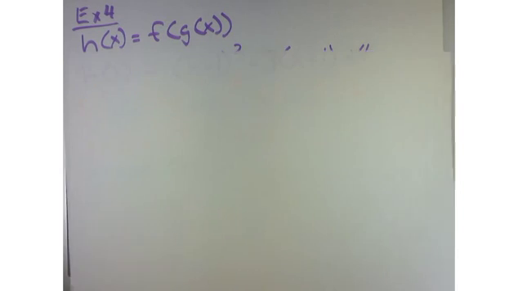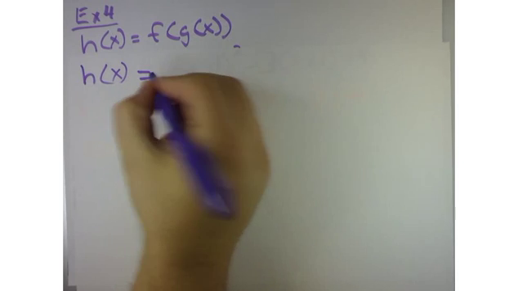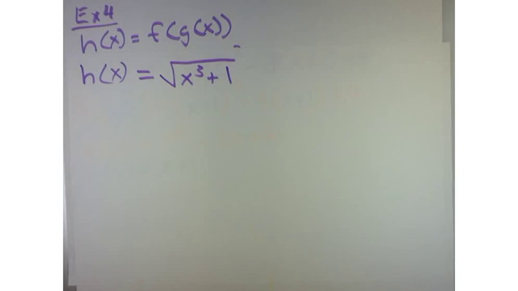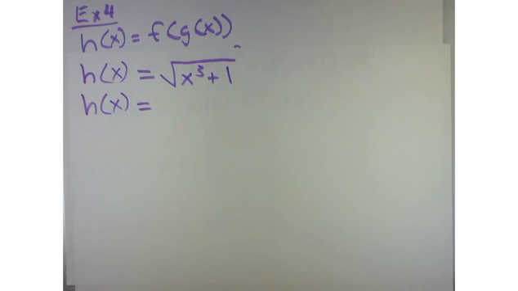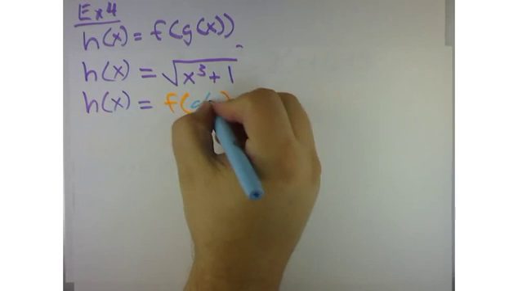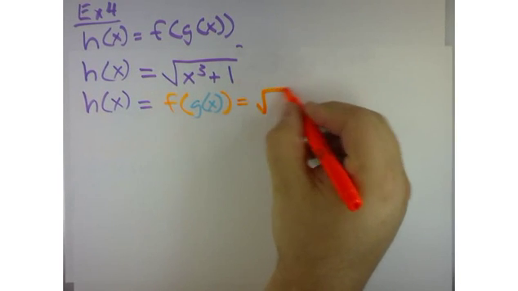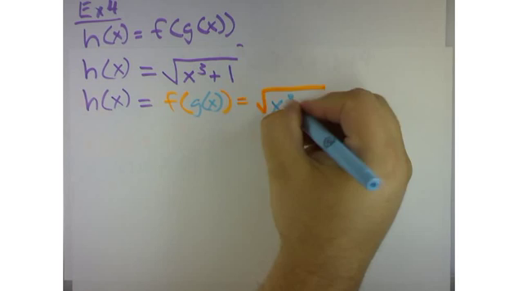Alright. So again, what they want us to do is they're going to give us an h of x. So your textbook gives us another h of x. It says h of x is equal to the square root of x cubed plus 1. And so what we are trying to say is that h of x is equal to f of some function g of x. And so we could write that as, in this case, I'm going to say the square root of x cubed plus 1.